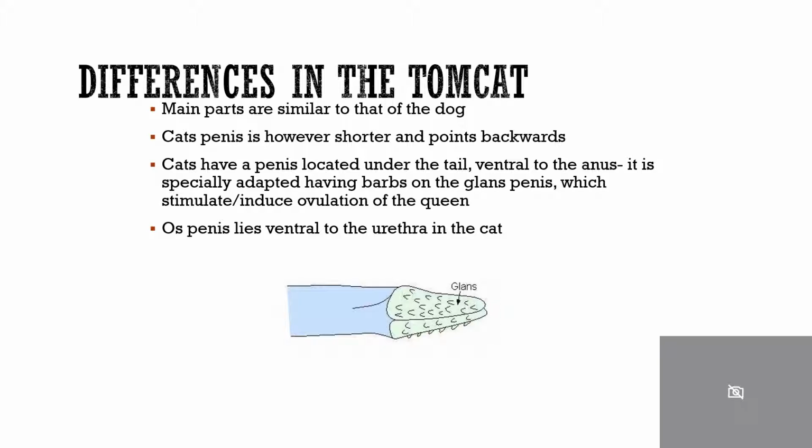Differences in the tomcat. Main parts are similar to that of the dog. The cat penis is however shorter and points backwards. They have a penis located under the tail, ventral to the anus. It is specially adapted, having barbs on the glans penis which stimulate and induce the ovulation of the queen. The os penis lies ventral to the urethra in the cat.